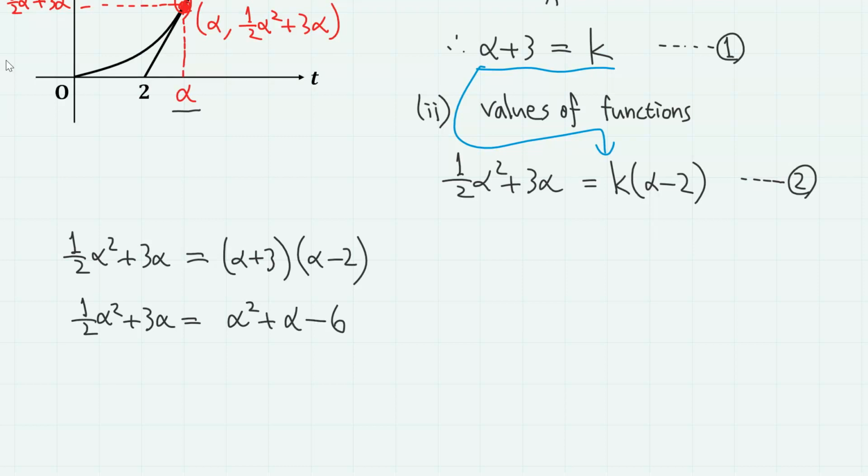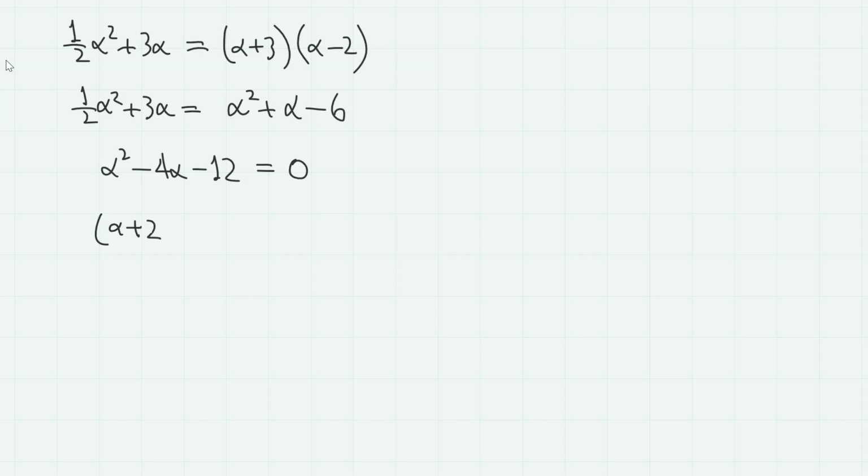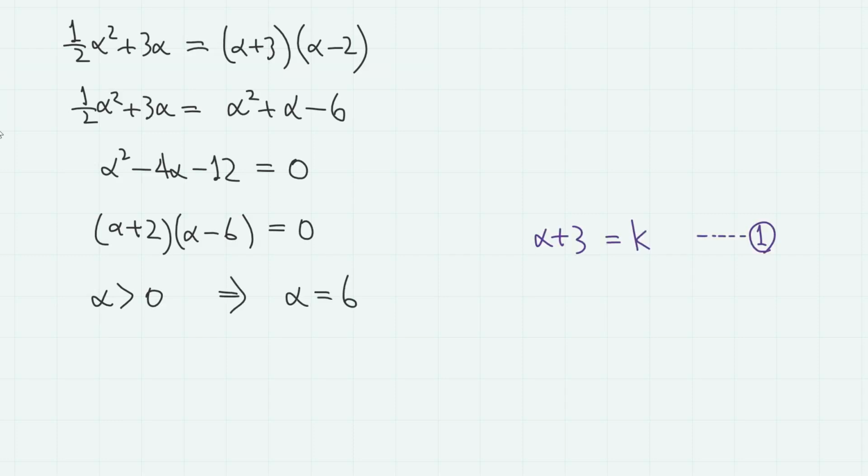And if we multiply by 2 and rearrange, we obtain alpha squared minus 4 alpha minus 12 equals 0. So (alpha plus 2) times (alpha minus 6) equals 0. And since alpha must be positive, alpha must be 6. And from equation 1, we have k equals 9, which is the minimum value we seek.